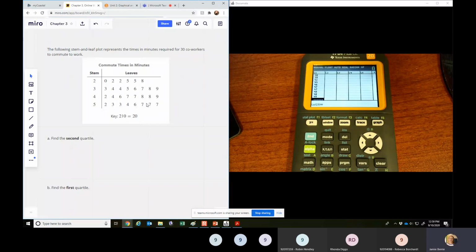Then in the stem of 5, we have 52, 53 twice, 54, 56, and then 57 3 times. Now, like I mentioned yesterday, it's a good idea to go back through your list and just make sure you didn't miss anything. So just scroll back through your list, make sure everything's there. I'm pretty sure I did this right.